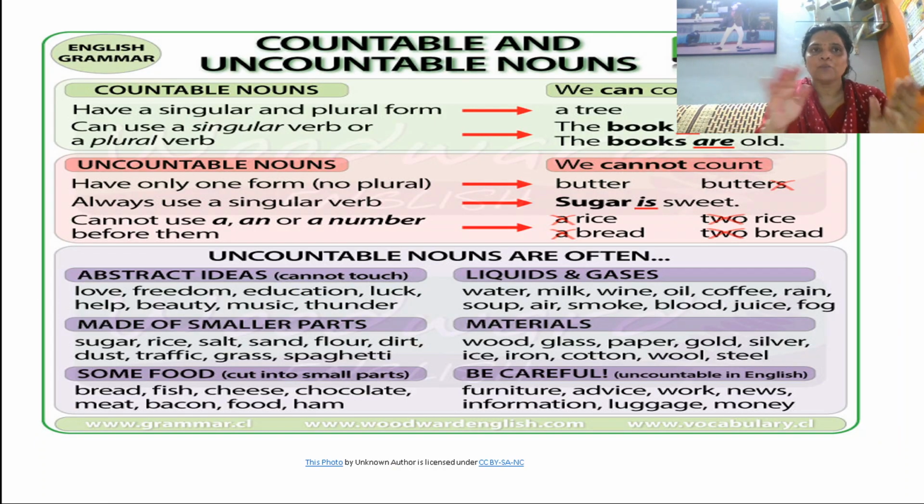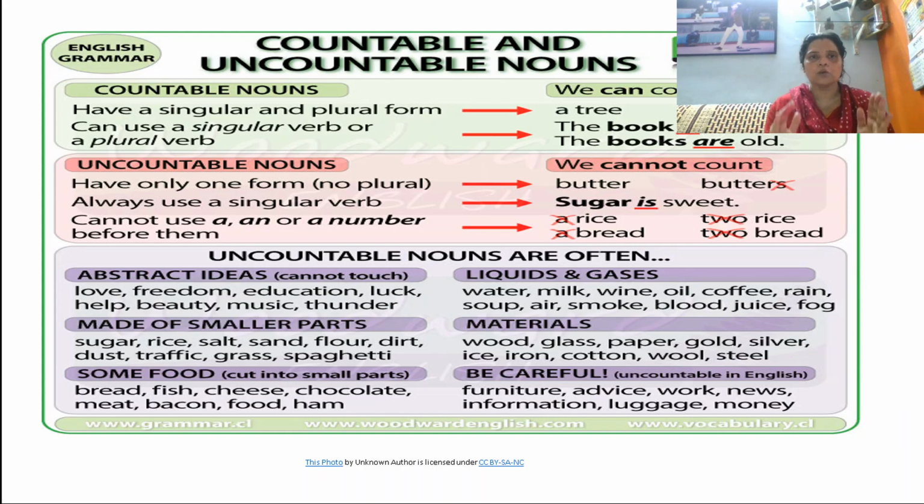Okay? Now, next. These are some differences between countable and uncountable. All these things are in your book, but let me first clear the concept. Countable nouns have a singular and plural form, like a tree, two trees. It can use a singular verb or a plural verb. Singular verb क्या है? Is और am. Plural verb क्या है? Are. So if I say singular verb, the book is old. Or plural verb, the books are old. Clear? So this is about countable noun.